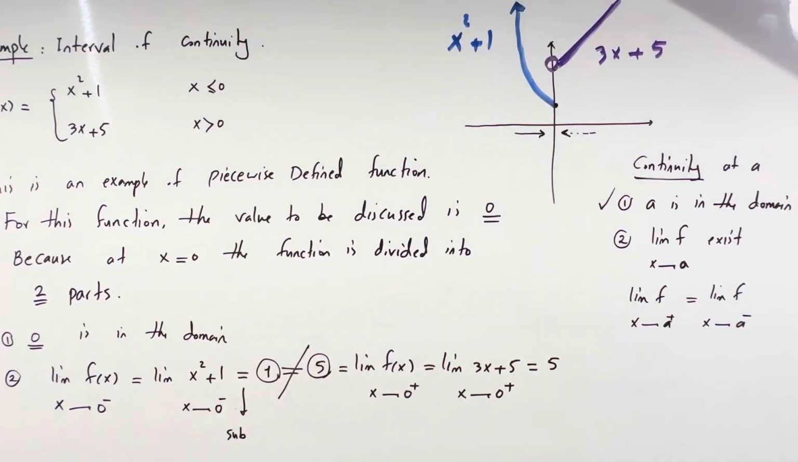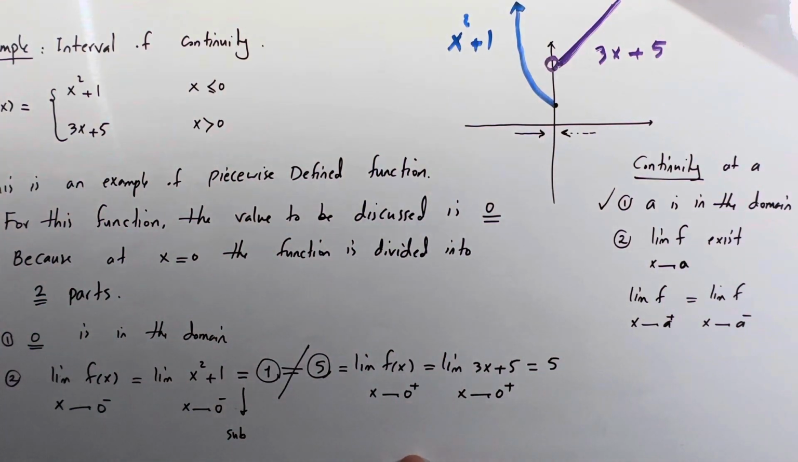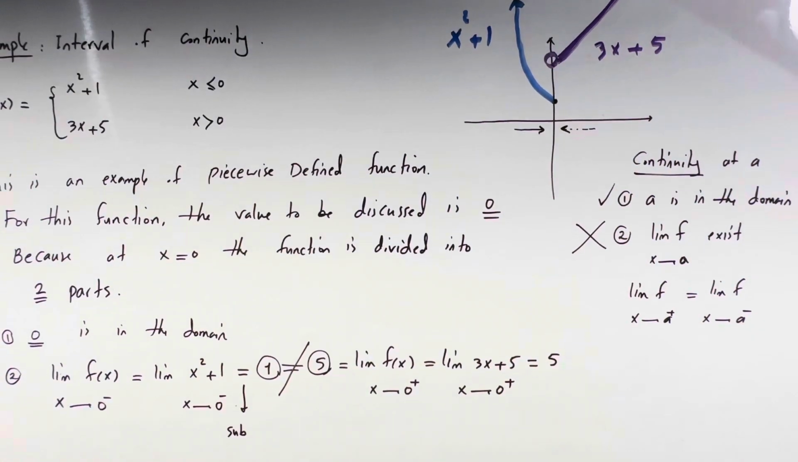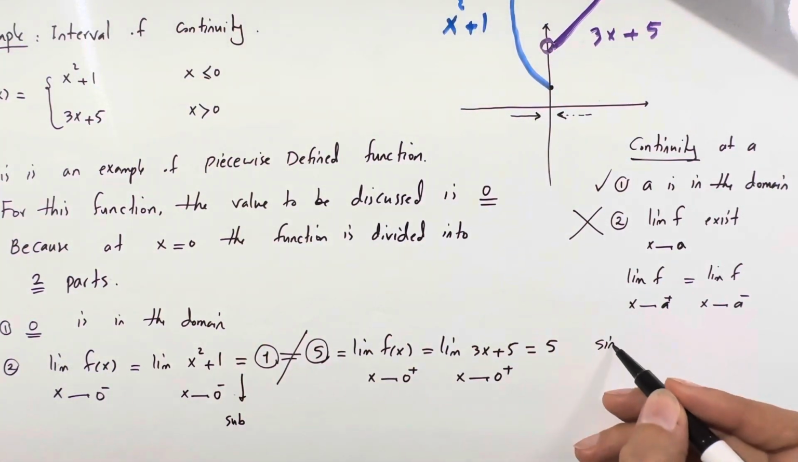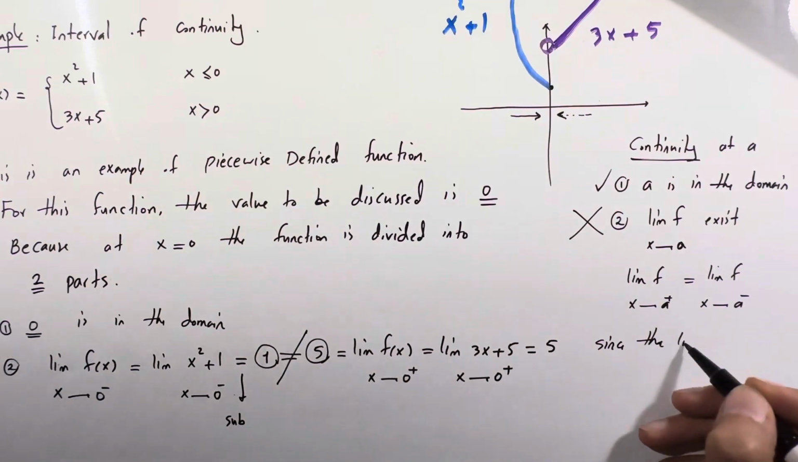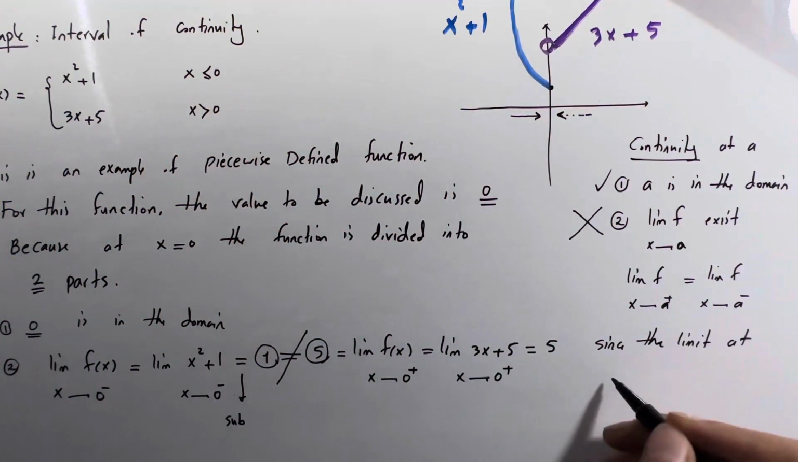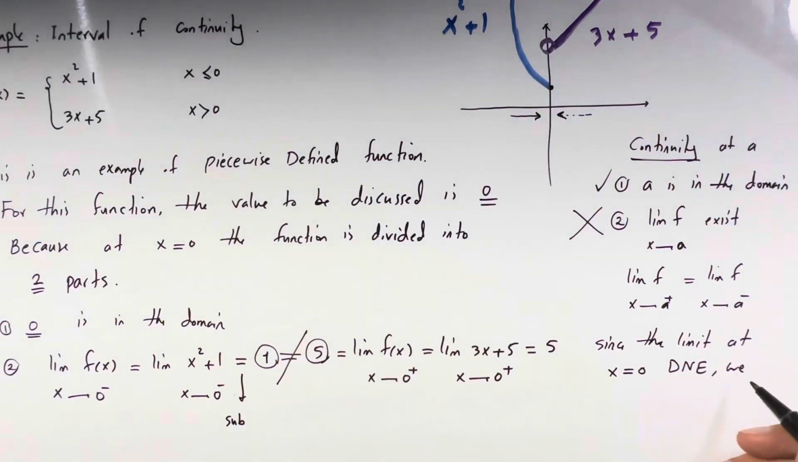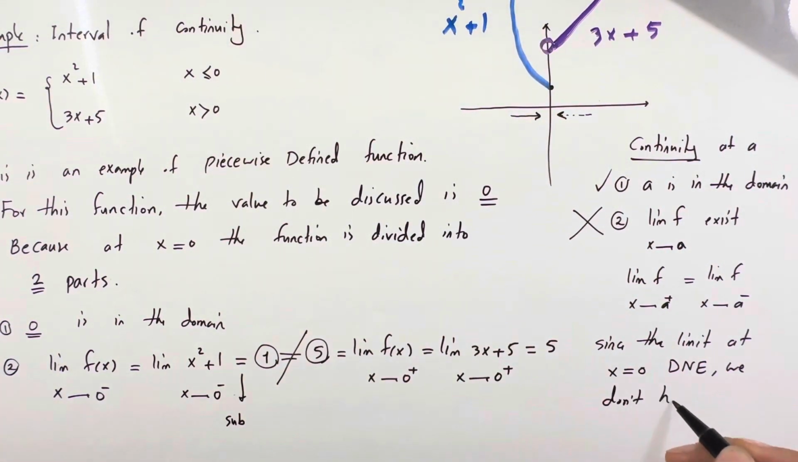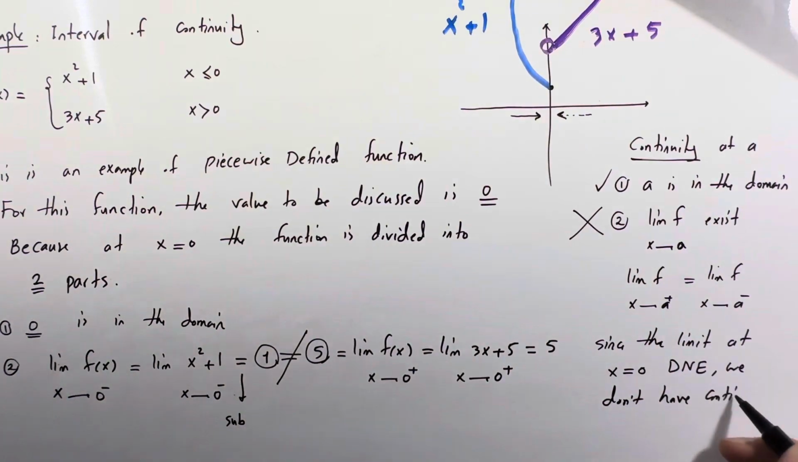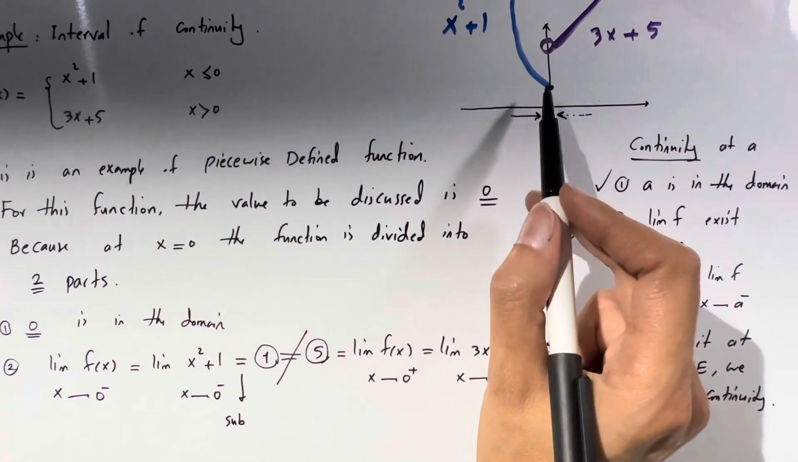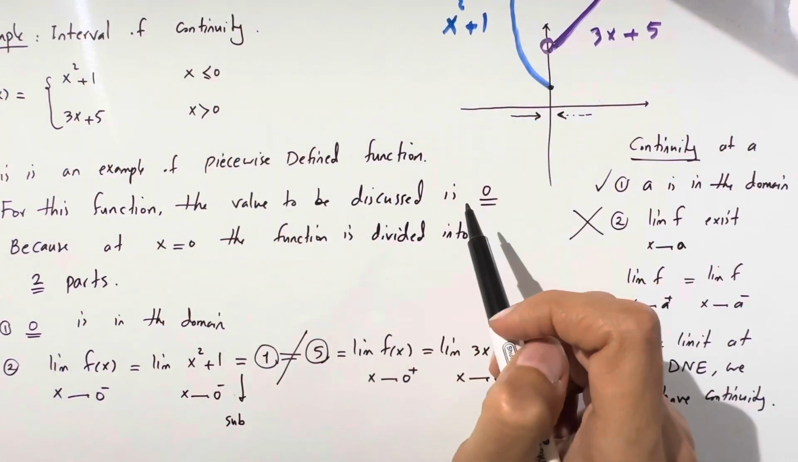So obviously they are not equal to each other. What's the meaning of that? It means that the limit at 0 doesn't exist. So the second condition is not met. So since the limit at x equal to 0 does not exist, we don't have continuity. You can basically see the function is jumping here. It was here and then it jumped right up there.